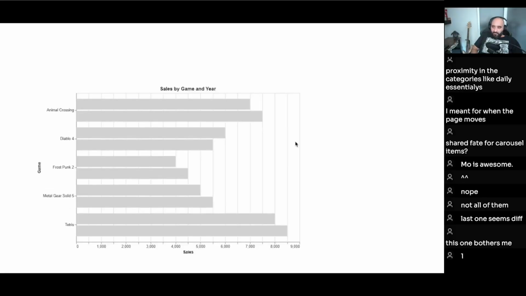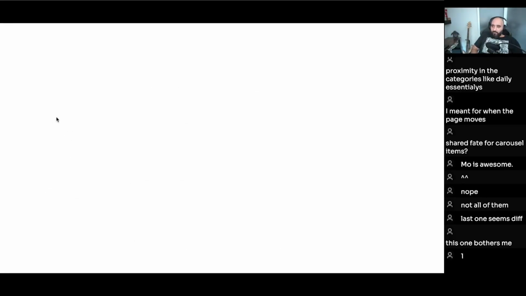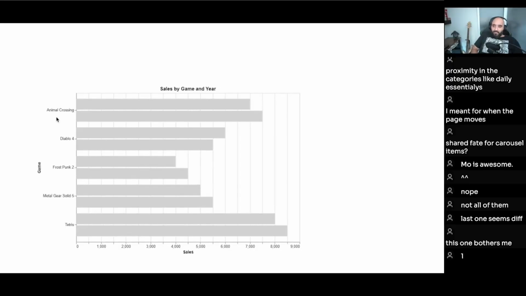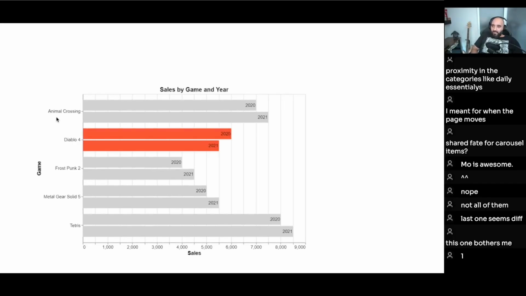We can design. So instead of just using these different colors, we can group them. We can highlight the year. Instead of using color to denote year, we can just highlight the year with text. Now we can easily just know what we're looking at, and then we can just tell people that information.